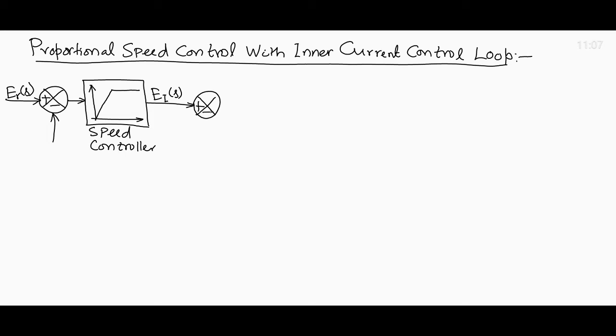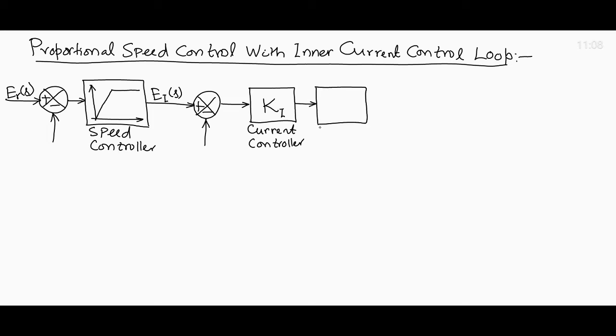Then there is a comparator which compares this reference current and the actual current, and this is the current controller, which we consider a proportional current controller. So Ki is the proportional gain of the current controller. This is the converter block. So input is 3-phase AC and output is EA. The gain of the converter is Kc, which we have discussed previously, and the output of the converter is the voltage applied to the armature EAS.